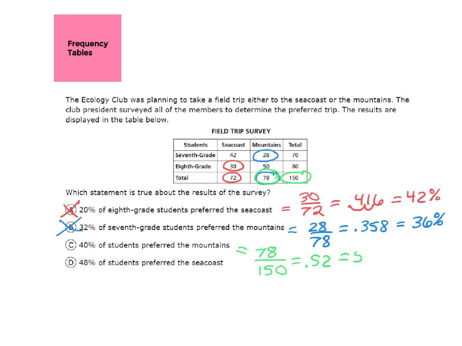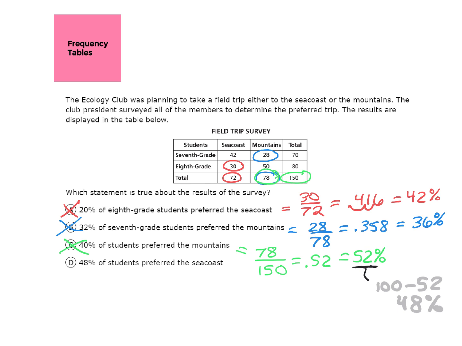So that's 52%. Now at this part, I'm starting to get nervous that perhaps I've made an error. So let me actually calculate the last one. 48% of students preferred the seacoast. Well, that's kind of nice because we know that 52% preferred the mountains. So we can say, well, it has to add up to 100%. So you could just do 100 minus 52 and you'd get your 48%.